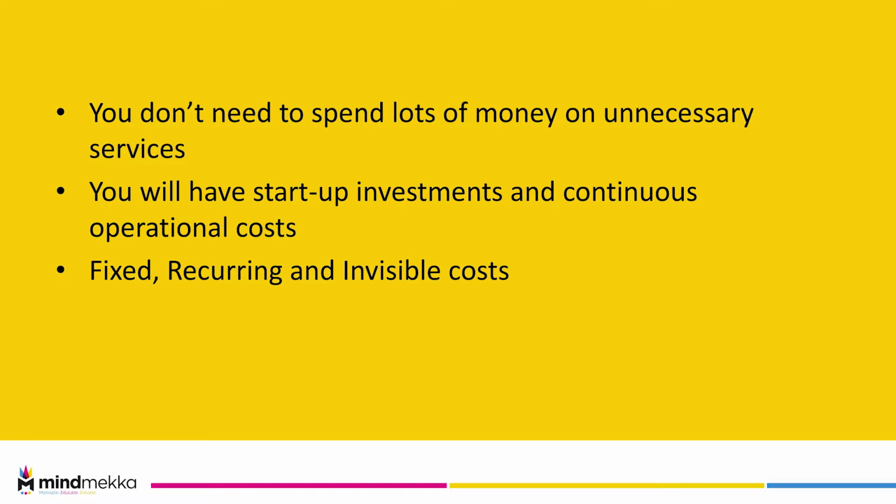There are two areas where you are going to be spending your money. You will have initial startup investments and continuous operational costs. In each of those areas, you will encounter three different types of costs: fixed, recurring, invisible. When you buy a computer for running your online business, that is a fixed cost. Your monthly hosting bill is an example of a recurring investment. Time is your biggest invisible cost.